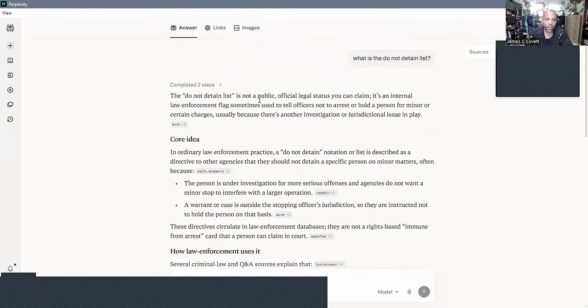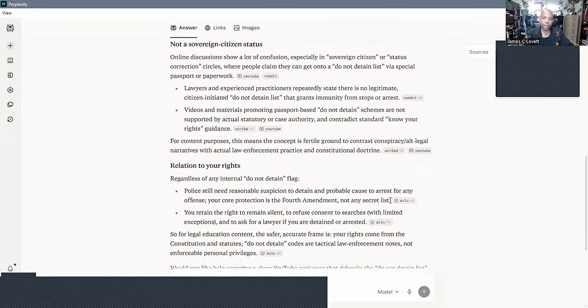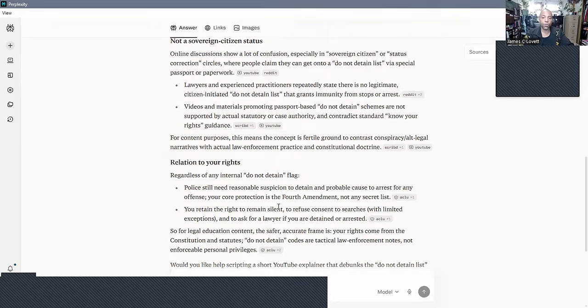Though it does say that the do not detain list is not a public official legal status, remember, cops can get into trouble for showing you their computer screen for this and information on there in general. So there's no way they're going to let you see it. There's no way. Some of us may have, we'll say, possibly for educational purposes, certain individuals who may provide a glimpse at certain things. So we know it's real.